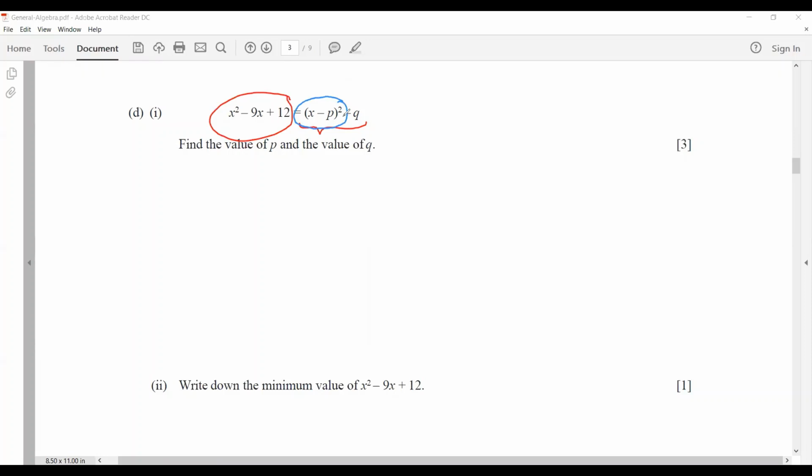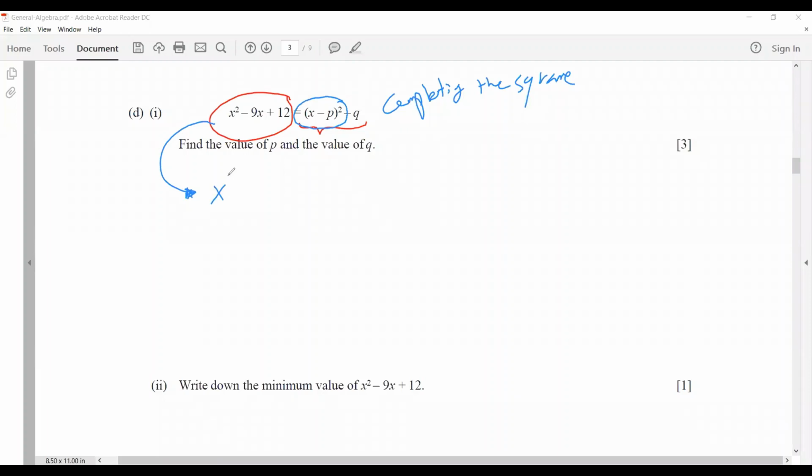So the method we're going to use here is completing the square. Okay. Now, how does that method work? So forget about the right-hand side. Start with the left-hand side. Apply this technique, and then at the end, what we obtain, we will compare it with this expression on the right-hand side, and we'll find out the value of P and Q respectively.